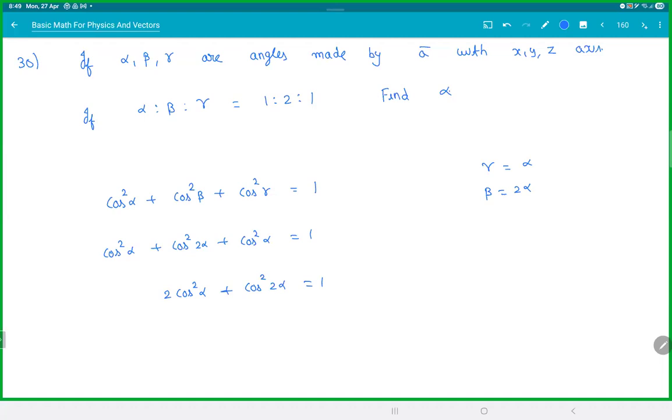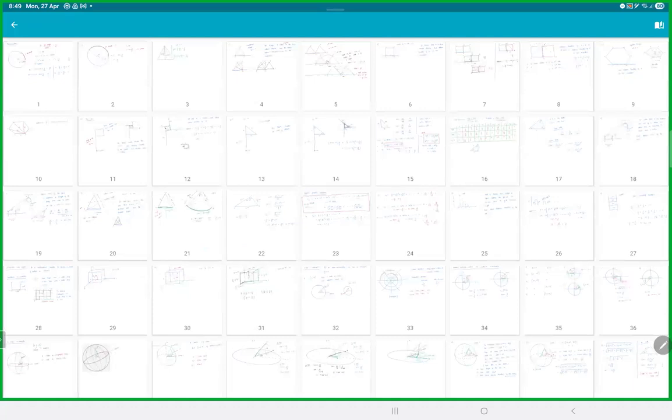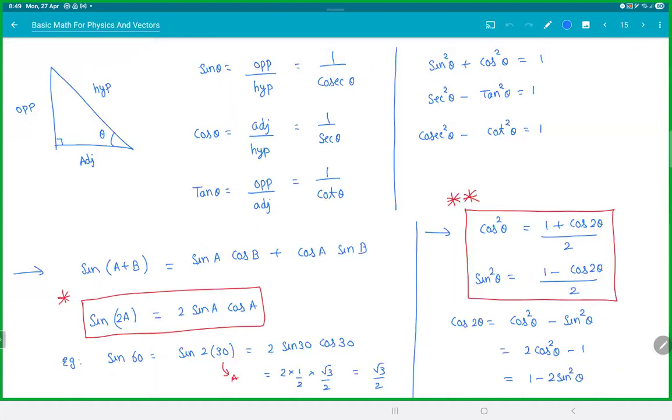Anyone remembers what is cos 2 alpha? Basic math. Look at here. cos 2 theta is 2 cos square theta minus 1. Page 15.